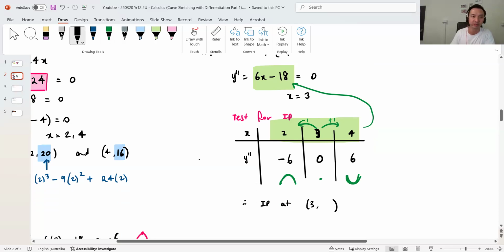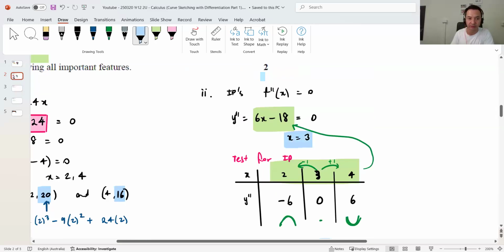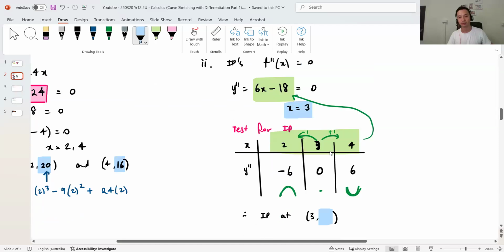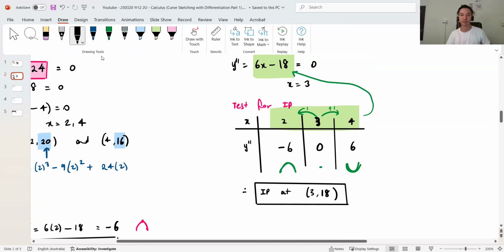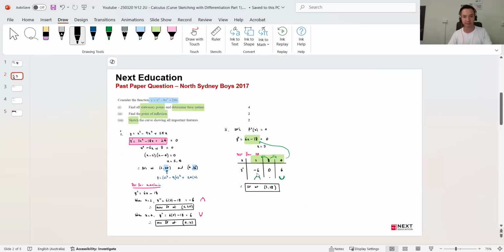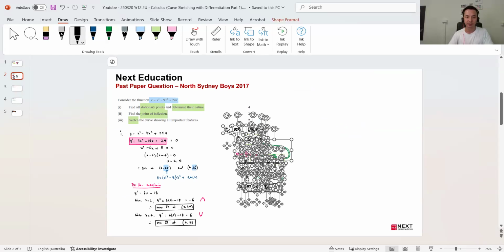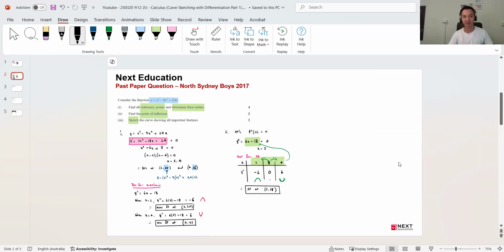Now, I haven't got the y value, so I need to sub into here. So sub x equals 3 into the original. If you sub that in, I believe you get 18. Check that, please. But that's my answer. Pretty straightforward, nothing hard about that, hopefully. Please copy that down if you're copying this down. And once we do that, guys, part 3, sketch.